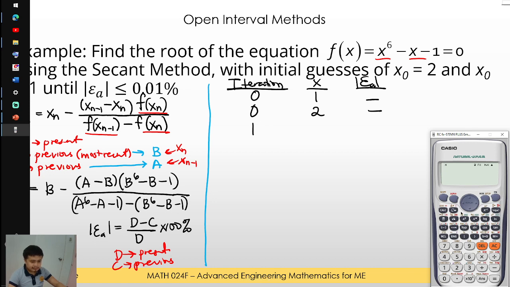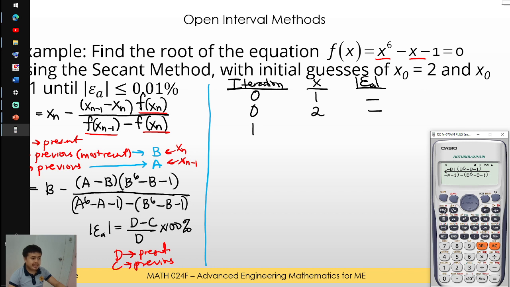So using your calculator, we have alpha B minus, we have A minus B, and then alpha B raised to 6 minus B minus 1, and then over, we have alpha A raised to 6 minus alpha A minus 1 minus alpha B raised to 6 minus alpha B minus 1. And then substitute the values.